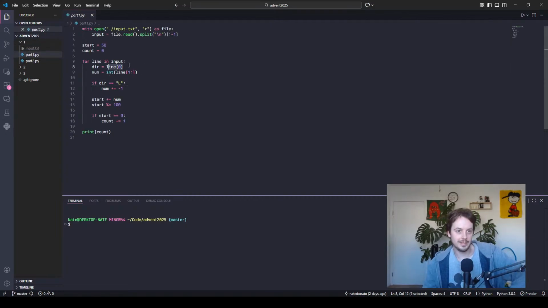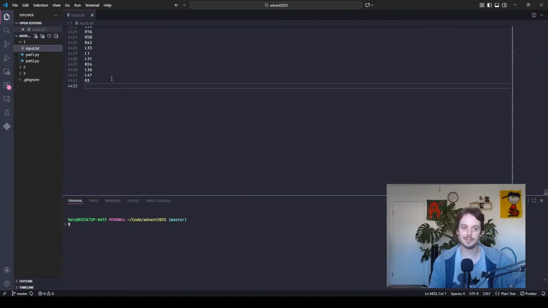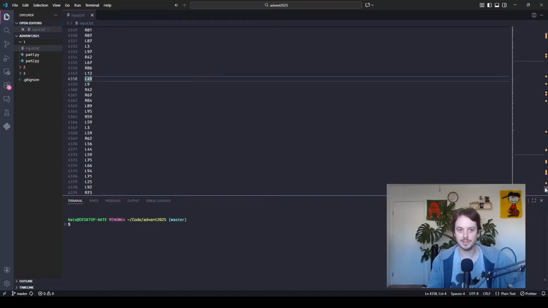So I get my line and I parse it. First I'm looking at if it starts with an L or an R, because like I said, L is negative. So if it's an L, I'm going to make it negative. If it's R, I can just assume it's positive, don't have to do anything. And then I parse the rest of the line, which is everything except for the first character. Right, because the first character is the direction, and then the rest is the rest of the thing.